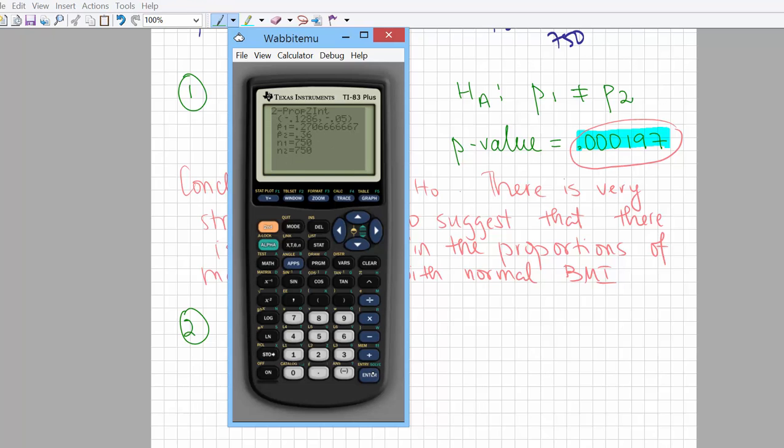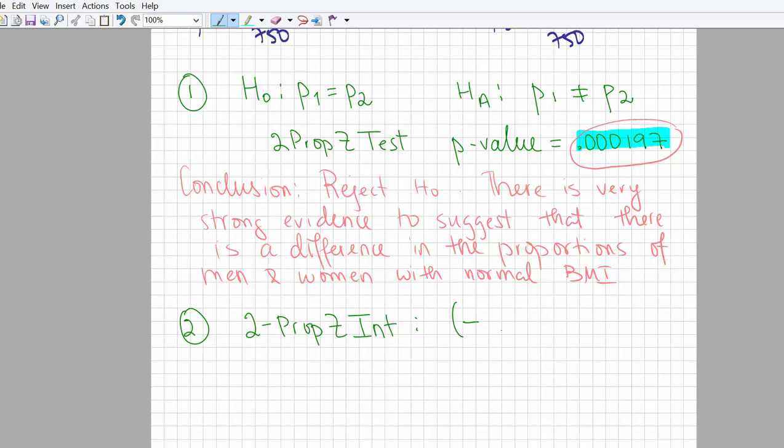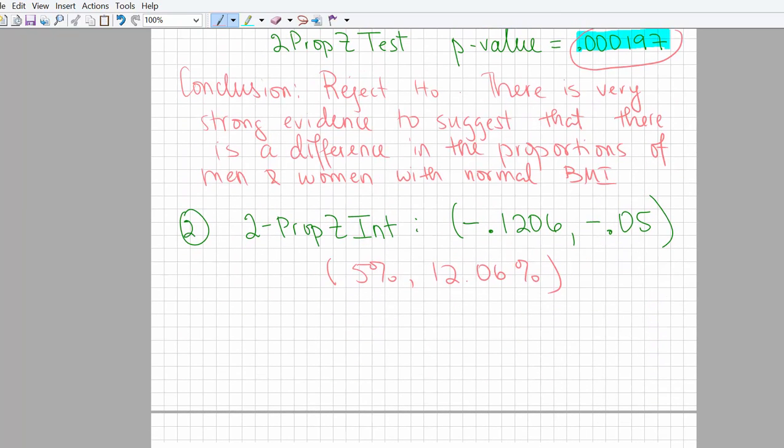Okay, so what do I get here? Negative 0.1206 and negative 0.05. Let's write it down, negative 0.1206 and negative 0.05. All right, how do I interpret this? Well, this is my interpretation. Let me rewrite the confidence interval as follows: negative 12.06% to negative 5%. Now you might say, why is there a negative there?